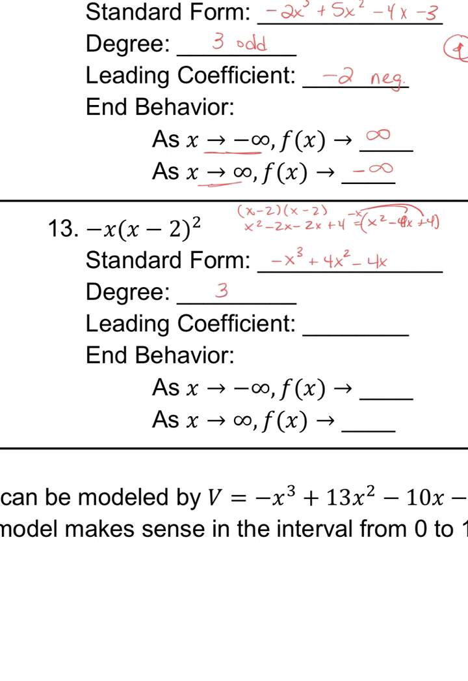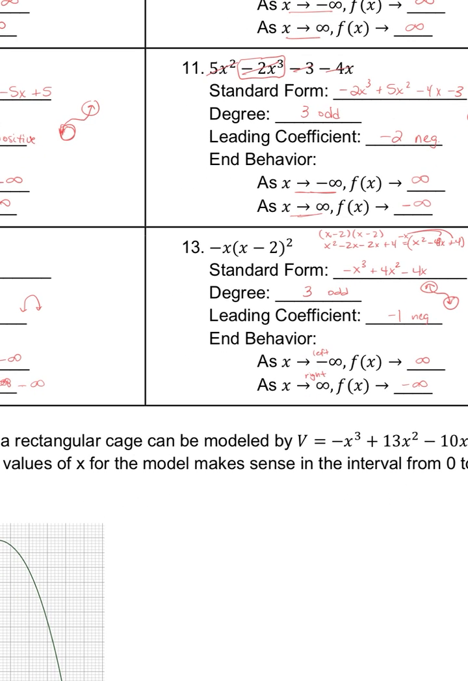So my degree is going to be 3. And my leading coefficient for this one is going to be negative 1. Okay, so if the degree is 3, it's odd. And if it's negative 1, it's negative. So that means that the graph is going to be coming downhill like this. So on the left side, my left arrow is pointing up, so that's going to infinity. On the right side, my arrow is pointing down, so negative infinity. And that's how you do the end behavior.